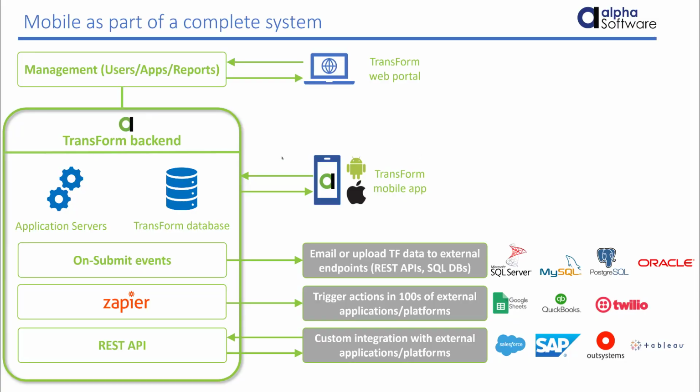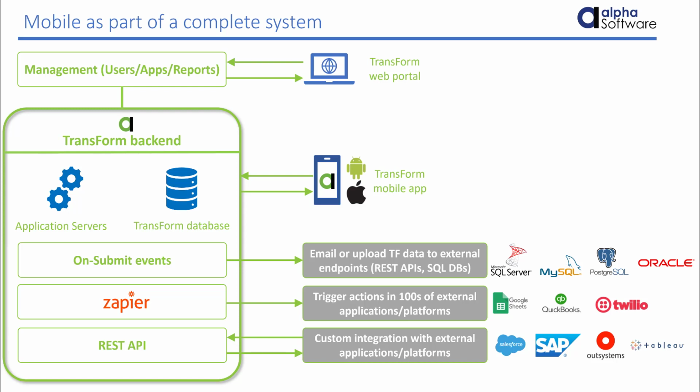Hello. In this video, we're going to be showing how we can use a TransForm mobile app to capture and store data, not by default as it does only in the TransForm database that is in the TransForm backend, but also to be able to automatically upload that data to an external database. And in our case, we will use an external MySQL database on a public cloud server.